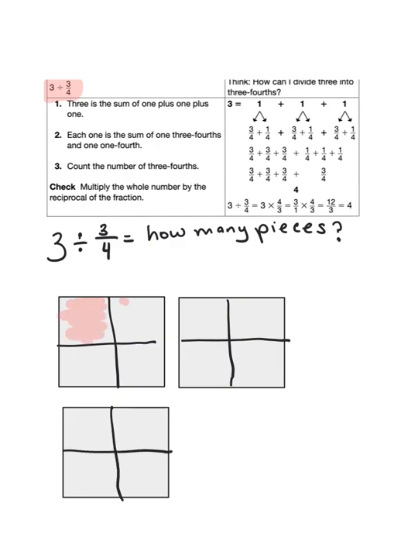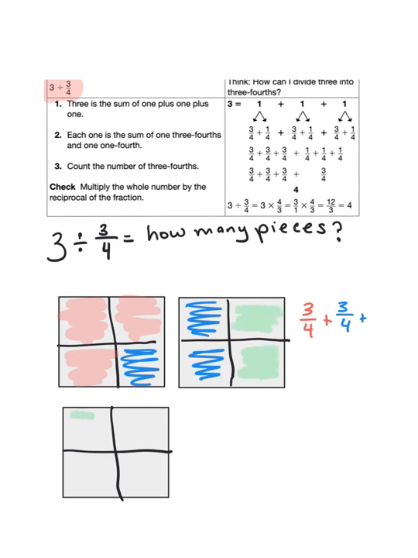So here's my first group of 3/4. Here's my second group of 3/4. Here's my third group of 3/4. That leaves me with just one more group of 3/4 here. How many groups of 3/4 is that? 1, 2, 3, 4.